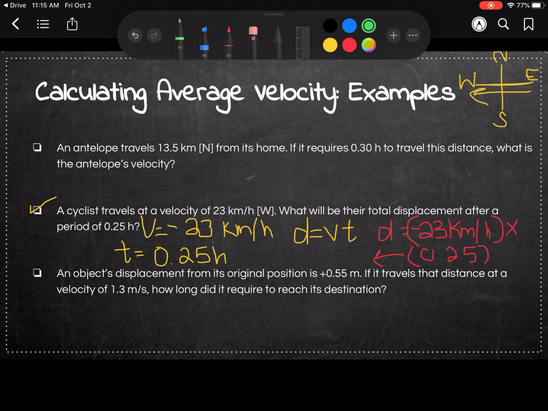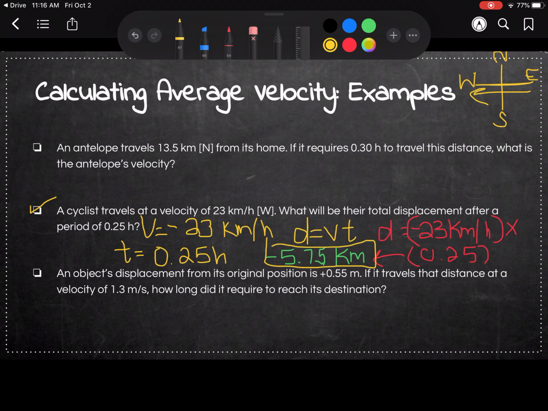So 23.0 multiplied by 0.25 is 5.75. That's a displacement, so the displacement is measured in kilometers, and it is negative because it's going to the west. All right. So that is our answer for this question.